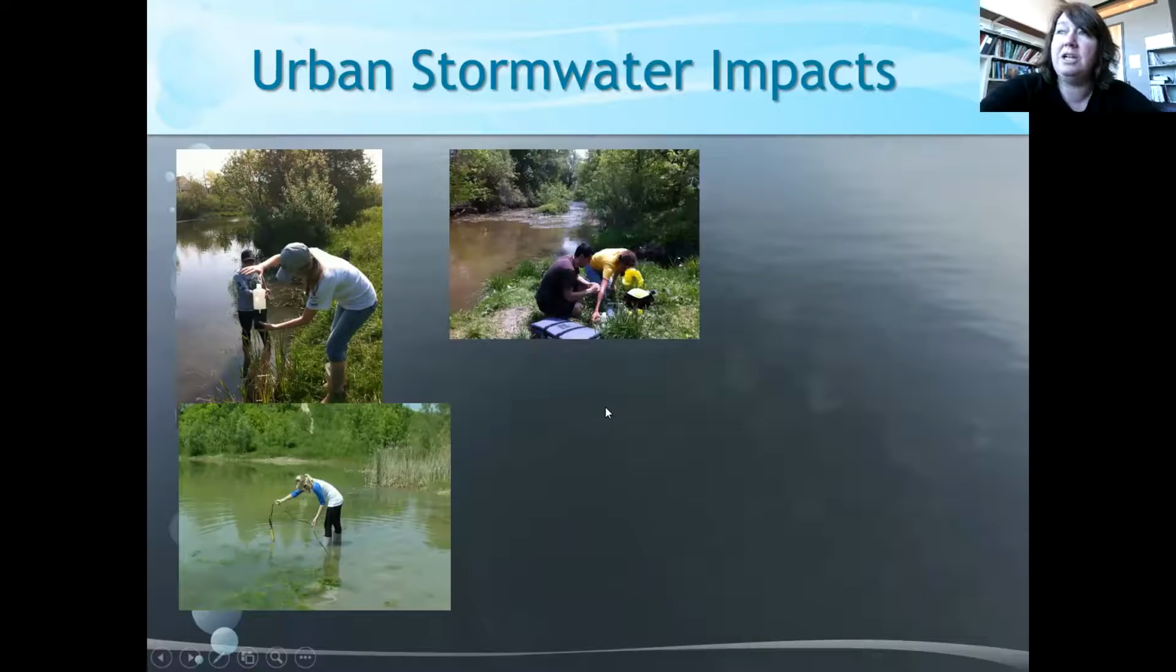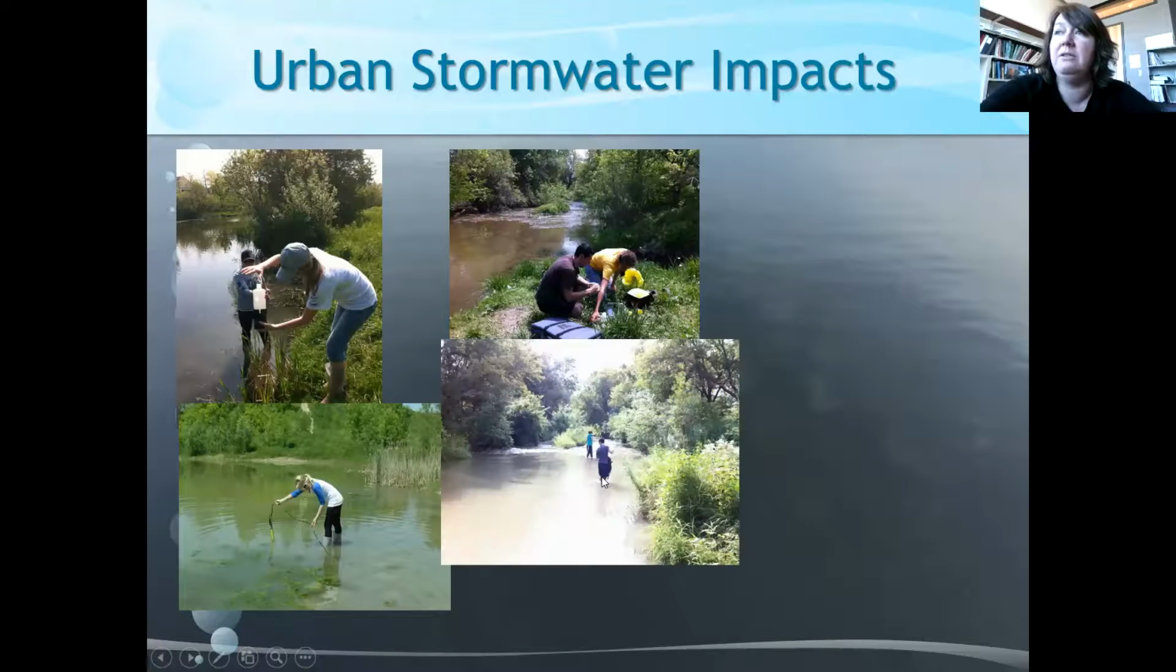And I also have graduate students that go into, actually these were undergraduate students, that test water in the creeks that receive water from the stormwater ponds, because we want to see how healthy they are. And this is a picture of a creek after a heavy storm. And so you can see what happens when it rains.